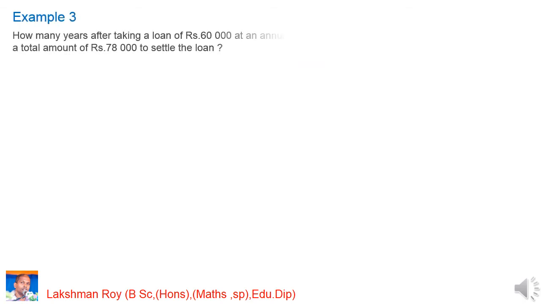Right, now go to another example, student. This is my third example. So in the third example, say: how many years after taking a loan of 60,000 rupees at an annual simple interest rate of 5% does a person have to pay a total amount of 78,000 rupees to settle the loan, right?